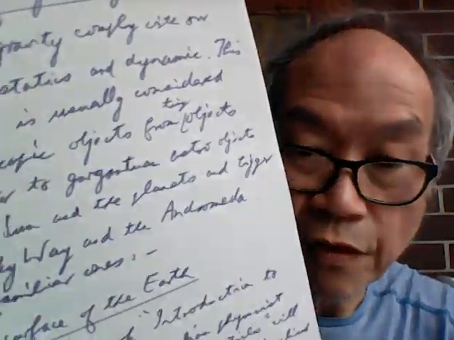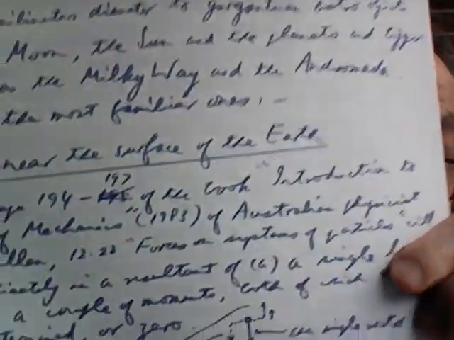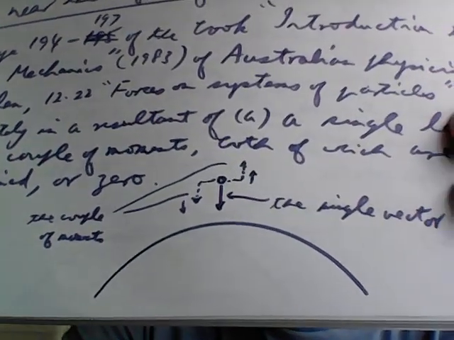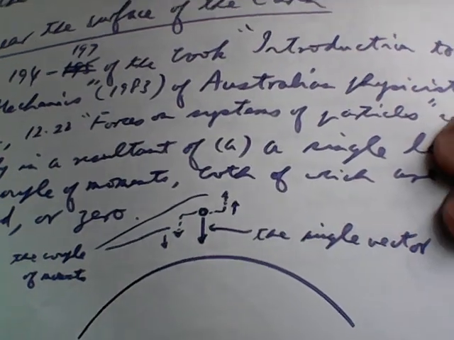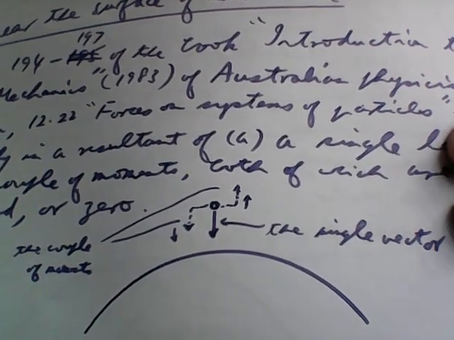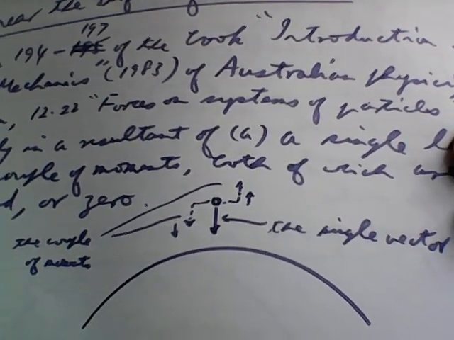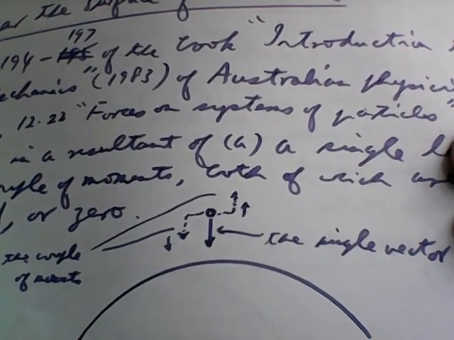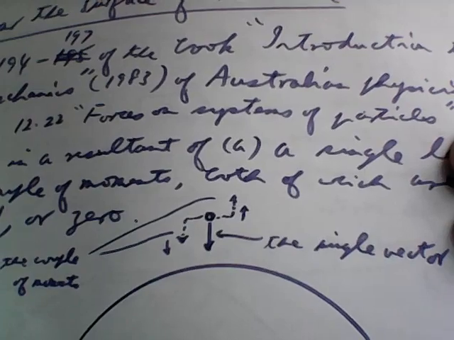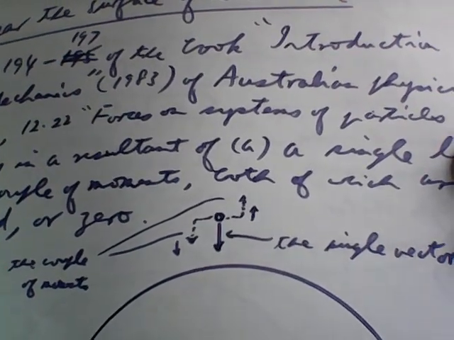In the case of objects falling near the surface of the Earth, the object will have a single vector towards the Earth, and it also has a couple of moments making it turn somersaults, as you say, when it falls.